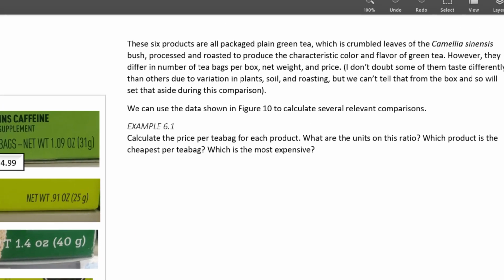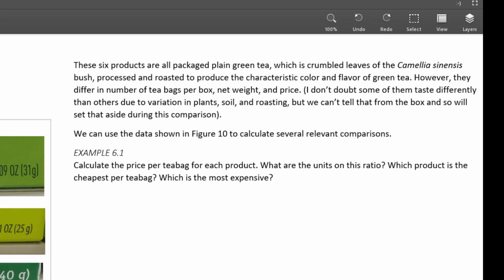These 6 products are all packaged plain green tea, which is crumbled leaves of the Camellia sinensis bush, processed and roasted to produce the characteristic color and flavor of green tea. However, they differ in number of tea bags per box, net weight, and price. I don't doubt that some of them taste differently too, but we can't tell that from the box, and so we're just going to set that aside during this comparison. All 6 products were just plain green tea, no additives.